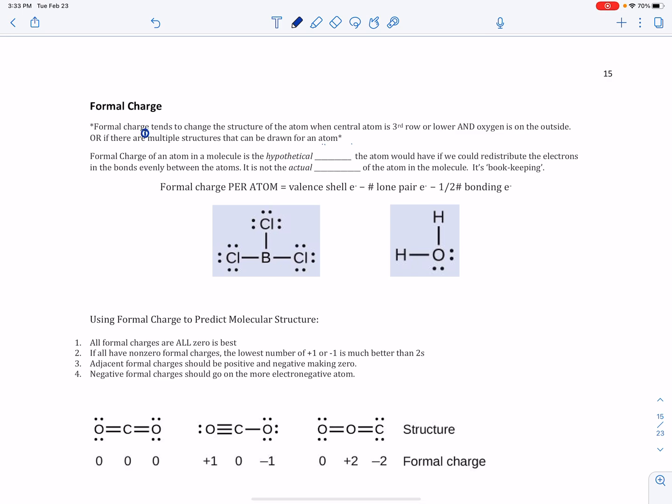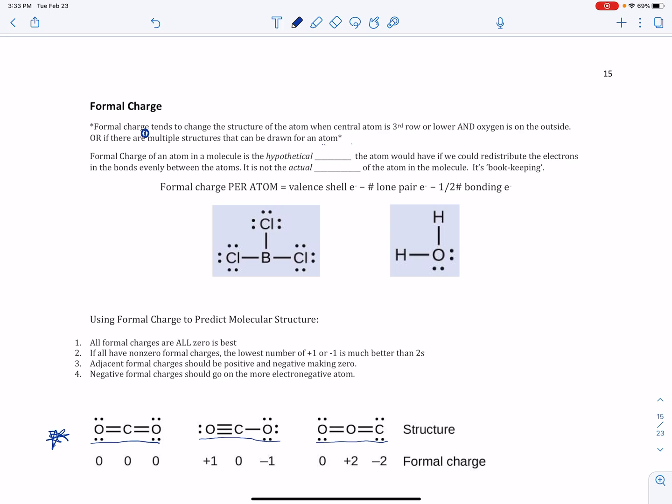If there's multiple structures that can be drawn for an atom, you'll notice that down here at the bottom, we actually drew this in our chart too. There was a CO2. And I kept saying, okay, this could be a possibility, and we're going to rule it out. So that's what we're going to be ruling out. But you also could try throwing the oxygen in the middle of it. So when there's possibilities, like you could draw it in a few different ways, formal charge is a way to make sure that we get the structure that will be what the structure really is, like what it comes out to when you look at it with instruments.